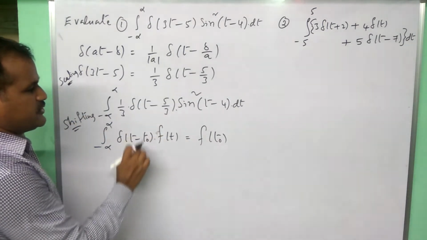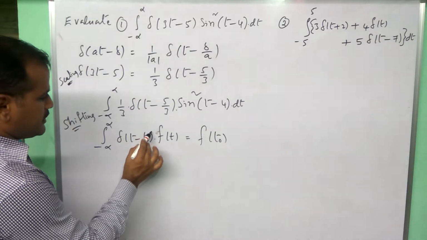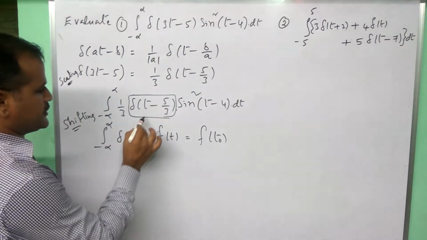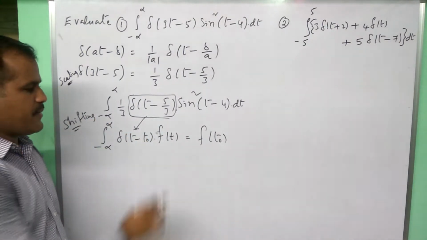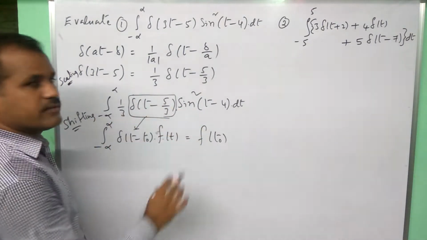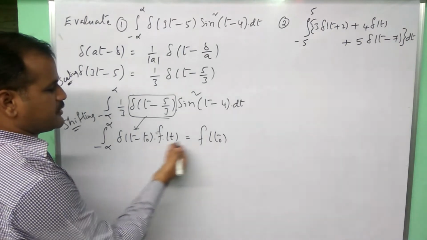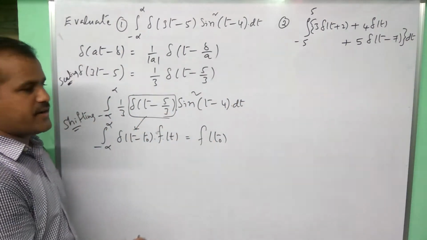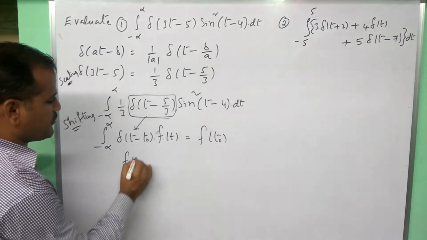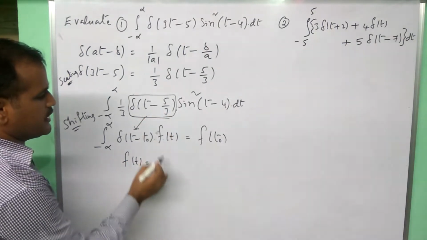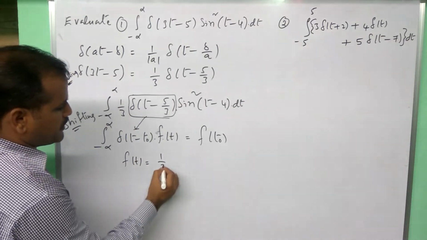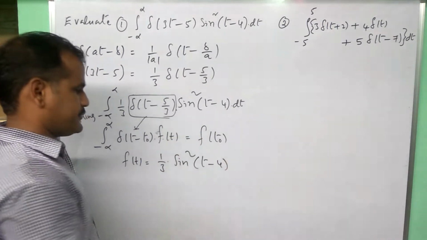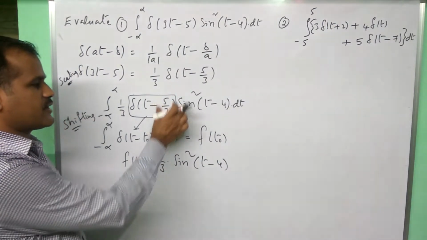Compare with these two expressions. So this is del of t minus t naught, this expression. The remaining is f of t, this one. So the answer for this expression is f of t naught, which is to be determined here. That means f of t, after comparison, is the remaining expression 1 by 3 sine square t minus 4. This is the f of t after comparison.